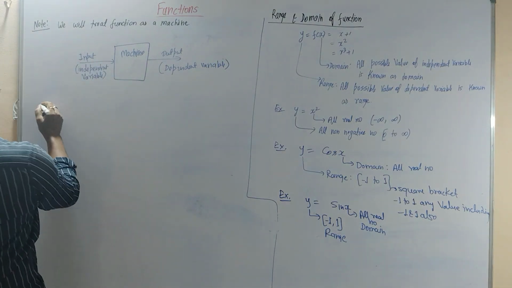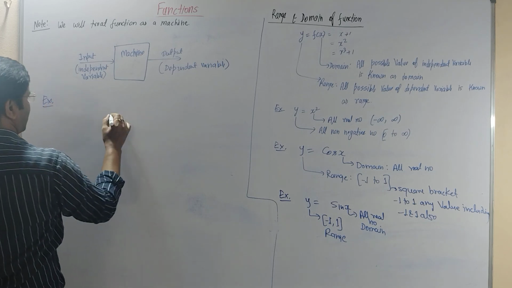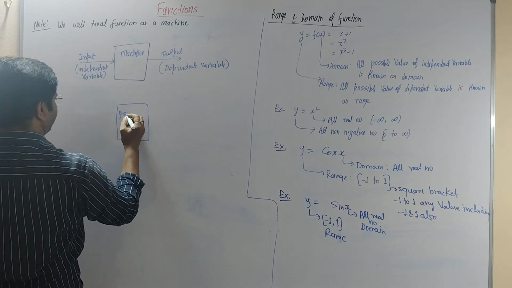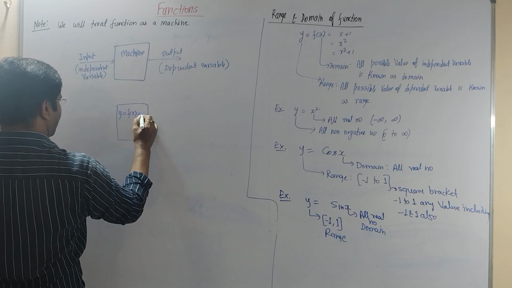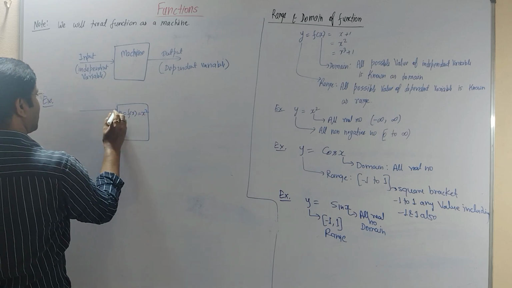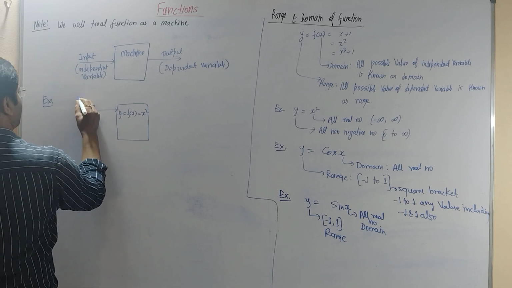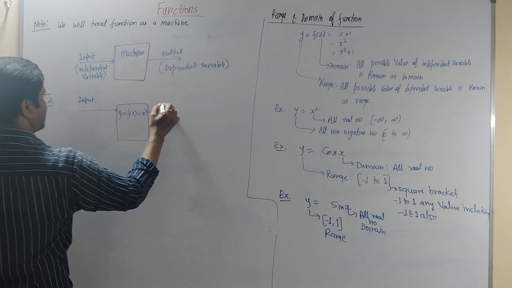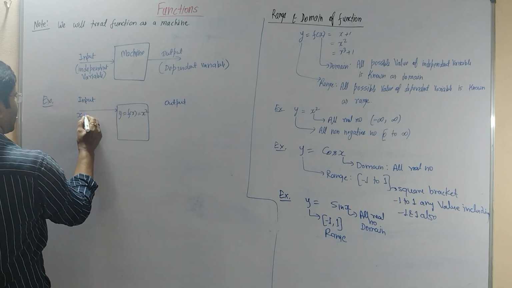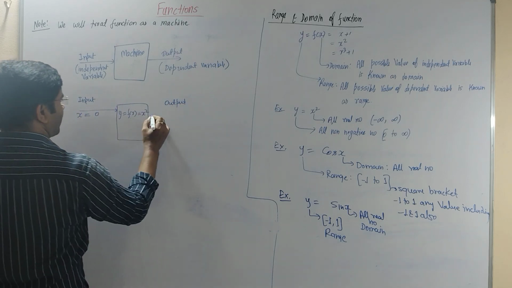Like, let's say I'm saying this is a machine which is acting like x square. That means any number you enter here. So this is input, this is output. Here you put input x equals, let's say, 0. So what is the output?